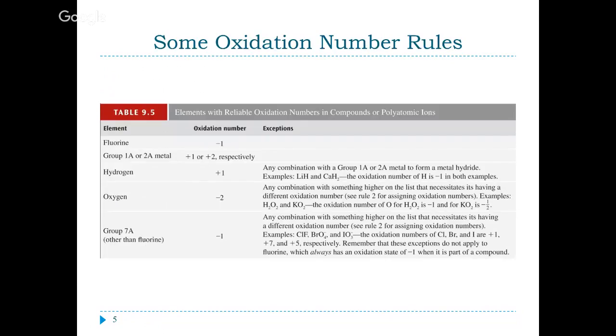So there are rules listed in your book. I just went over some of those rules. As we had stated, fluorine's always a -1. Group 1A and 2A metals are +1 or +2 respectively. Hydrogen is a +1 unless it's with a metal, then it's a -1. Oxygen is almost always a -2, except when we have the superoxide or the peroxide ion. And group 7A, other than fluorine, is a -1, but can change depending upon what it is bonded with.